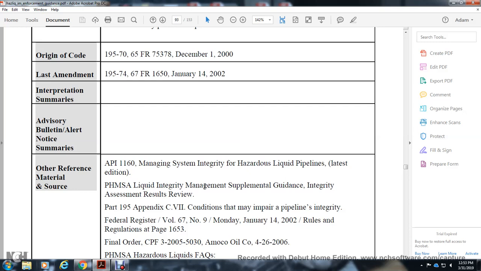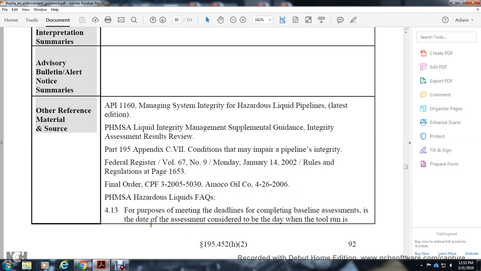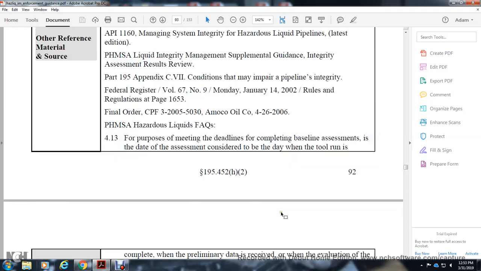PHMSA liquid integrity management supplemental guidelines, integrity assessment, Part 195 Appendix C, Section 7, the condition within the pipeline integrity. Federal Register volume 67, number 9, Monday January 14, 2002, rules and regulations, Part 195, page 1653; final order CPF 3-2005-5030. PHMSA held liquid frequently asked questions for the purpose of meeting deadlines for completing baseline assessments: is the day of the assessment considered the day the tool run is complete?